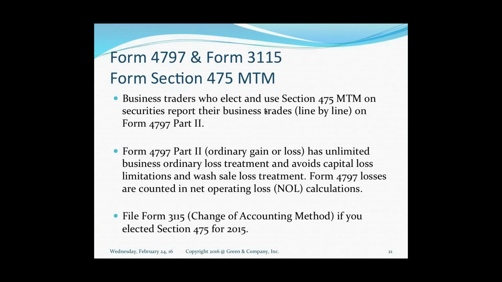That's why we recommend 475 on securities only, not on 1256 contracts, so you can retain the lower 60/40 tax rates on those. So you're avoiding the capital loss limitation, avoiding the wash sale loss treatment, and you have business losses that comprise a net operating loss, an NOL, which you can carry back 2 years and or forward 20 and get huge refunds right away. Now, you also need to file a Form 3115 change of accounting method if you elected Section 475 for 2015.